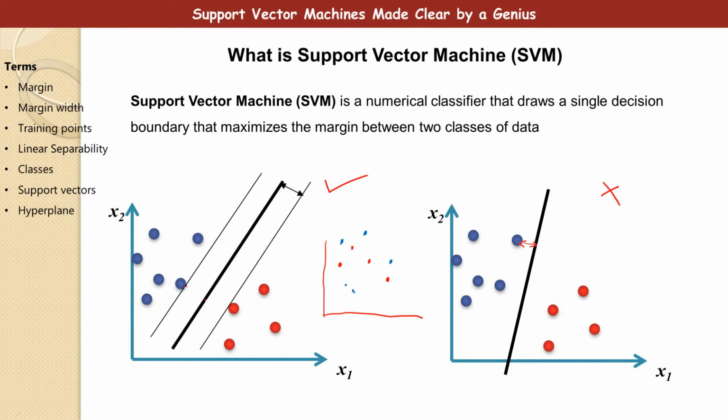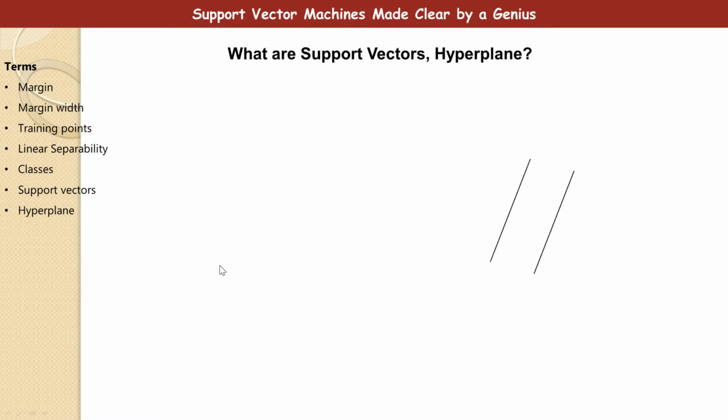So for you to use support vector machine to classify, the data set must be linearly separable. Here you have one that is linearly separable, but it doesn't give us a maximum margin classification. And here you have one that is linearly separable and gives a maximum margin classification. Let's move to the next slide to see.